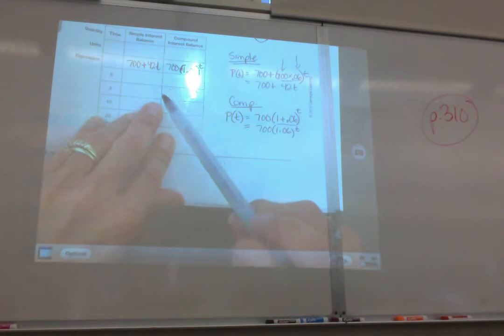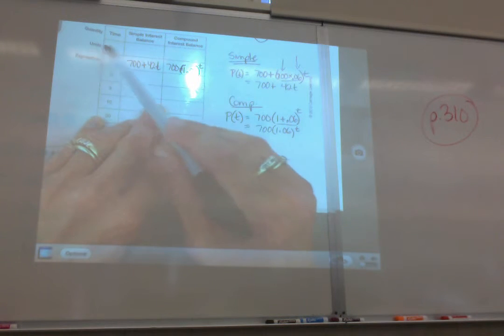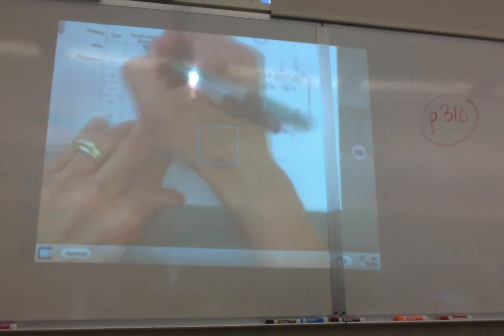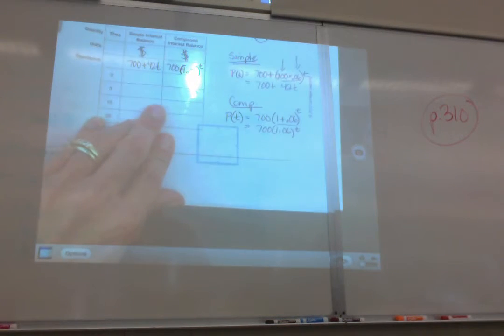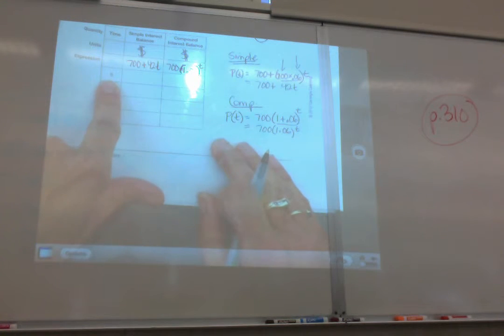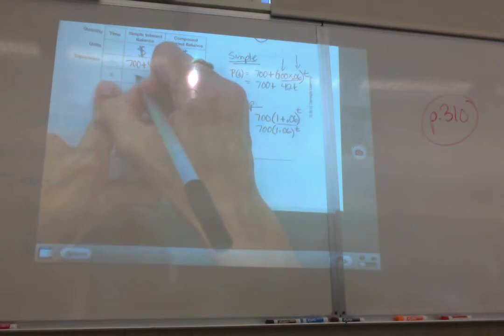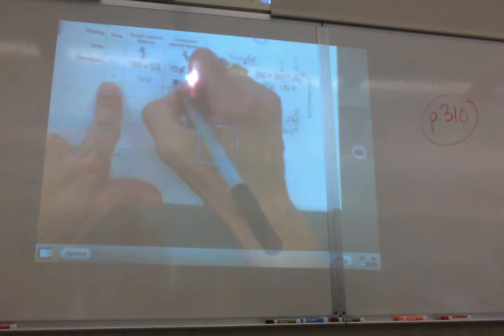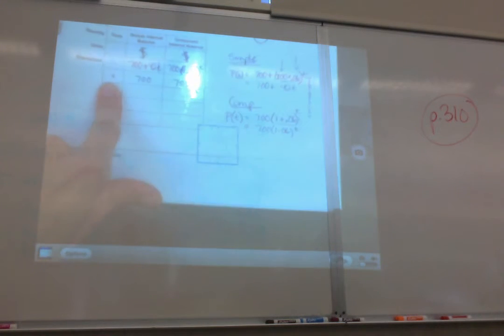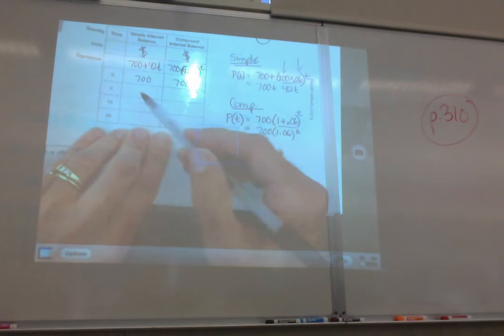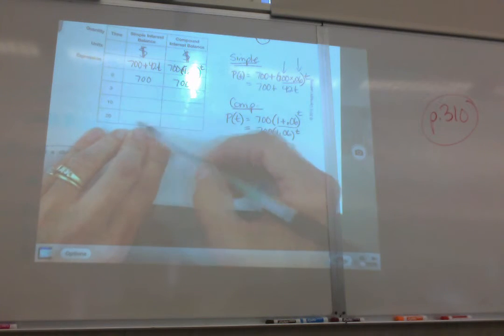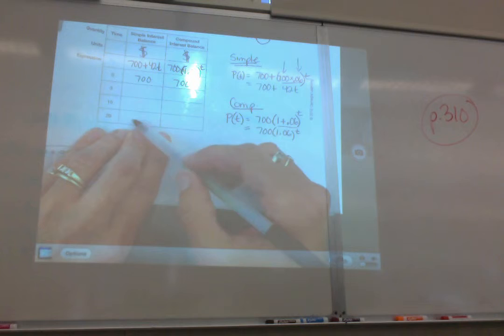Let's see. Time is going this way. The units are going to be dollars. Both of these are bank accounts. At time 0, they're both exactly the same. That's the starting amount. Okay. Now, we have a couple of different things we can do to fill in this table.